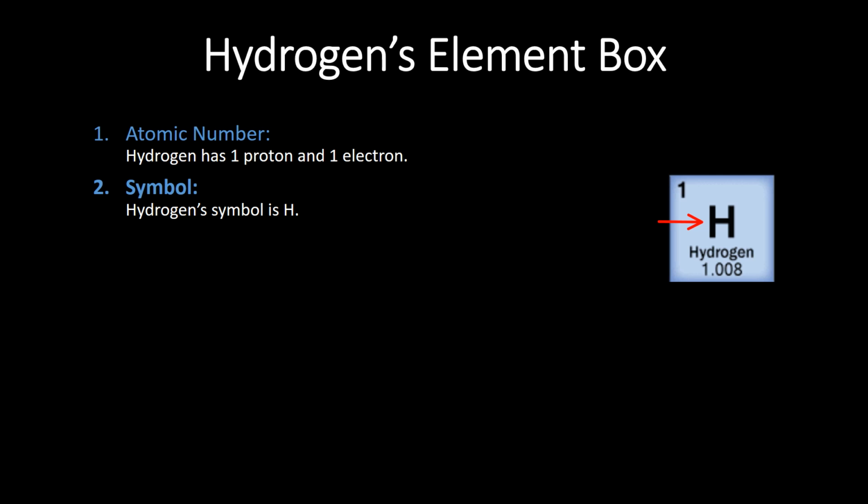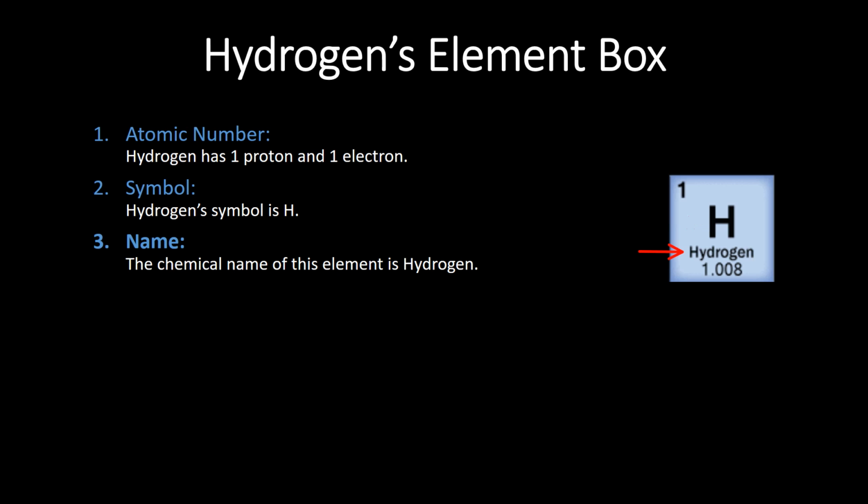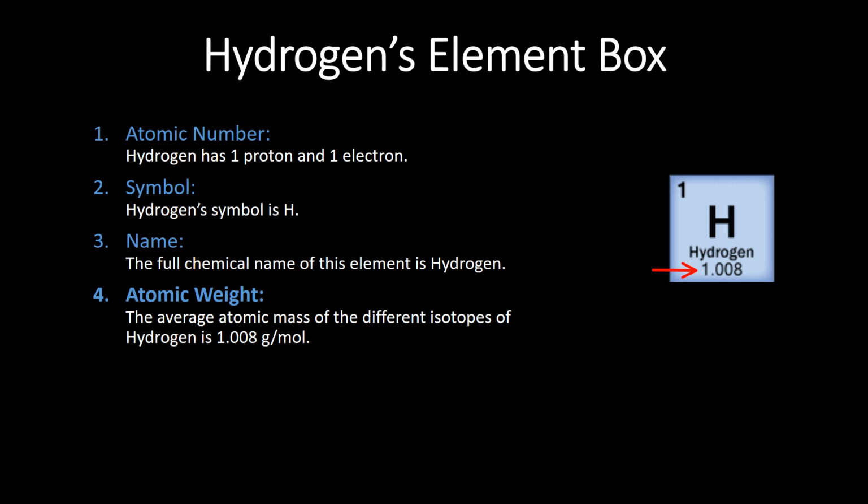Second is the symbol. Hydrogen's symbol is H, and it is capitalized as the first letter must always be capitalized. Third, the name of the chemical is hydrogen. And lastly, the atomic weight. The average atomic mass of all the different isotopes of hydrogen found in nature is 1.008 grams per mole. And this is denoted as simply 1.008 on the periodic table box.